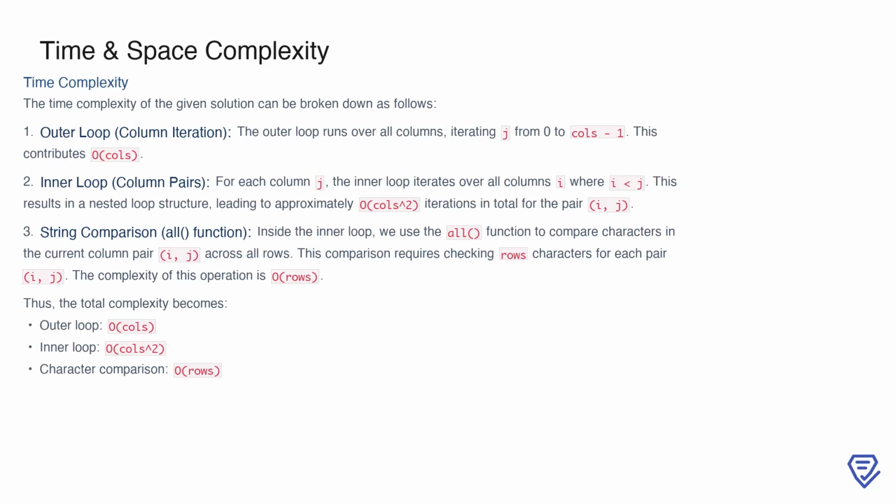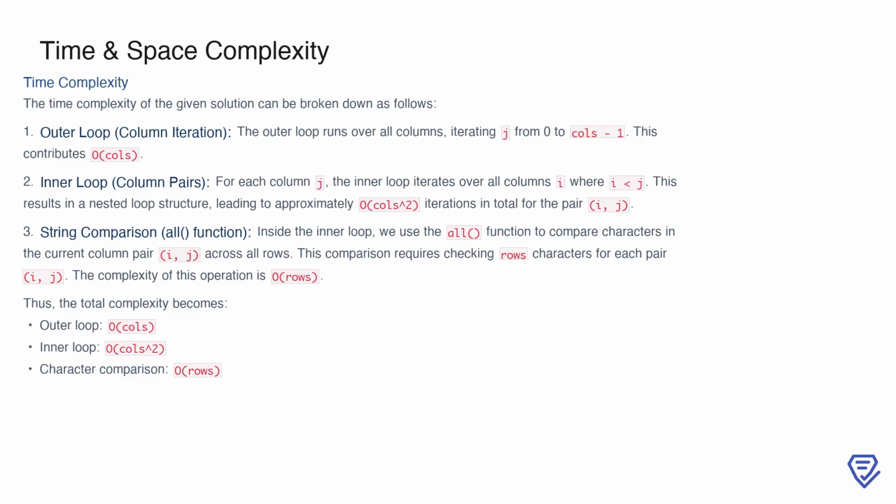The time complexity of our solution can be broken down into 3 main components. First, we have the outer loop, which iterates over all columns, running from 0 to cols - 1. This contributes a straightforward O(cols) to the overall complexity. Next, for each column in the outer loop, there's an inner loop that iterates over all columns i where i is less than the current column j. This nested structure results in approximately O(cols^2) iterations for all possible column pairs (i, j).